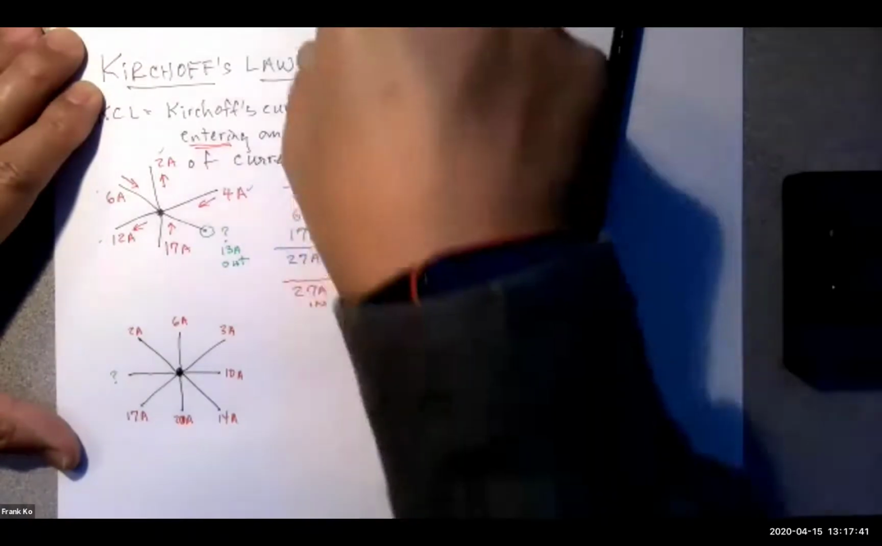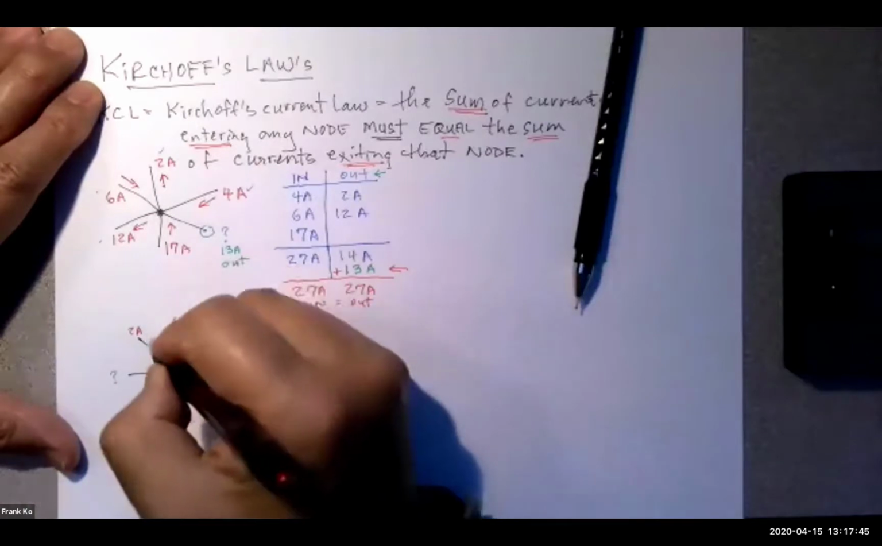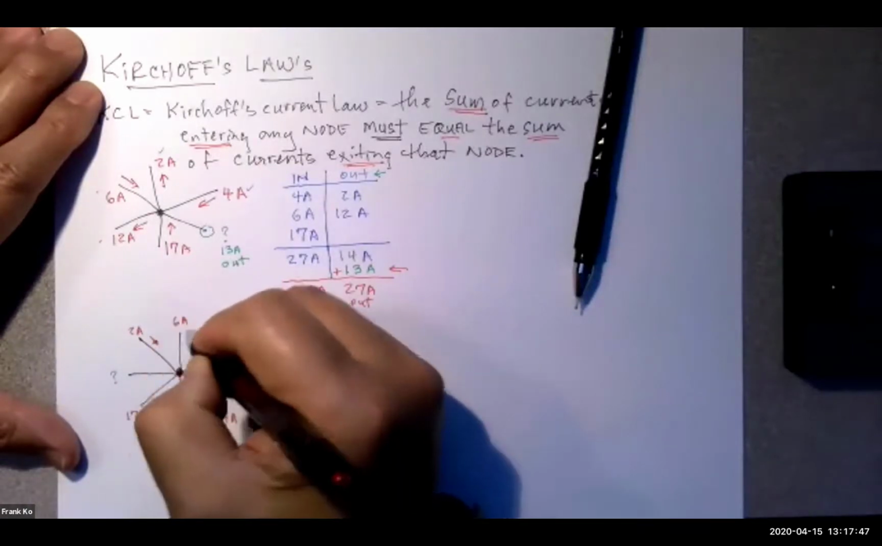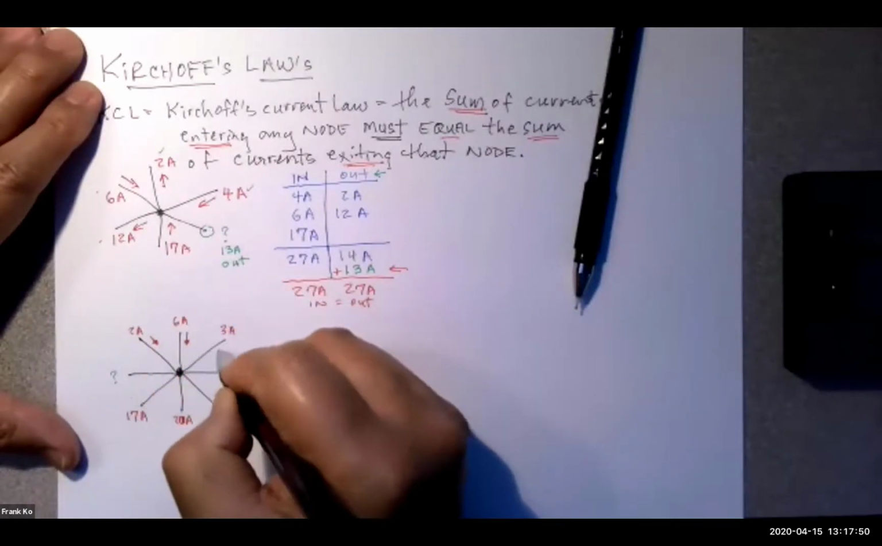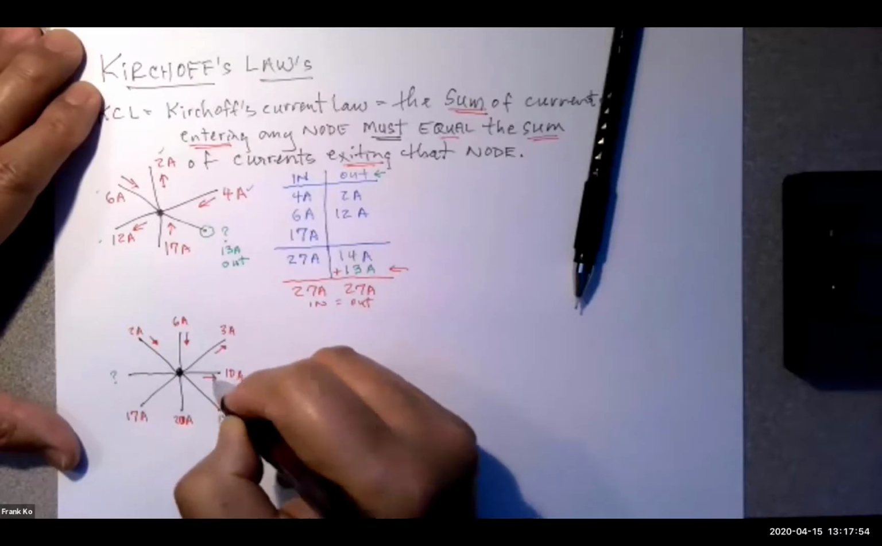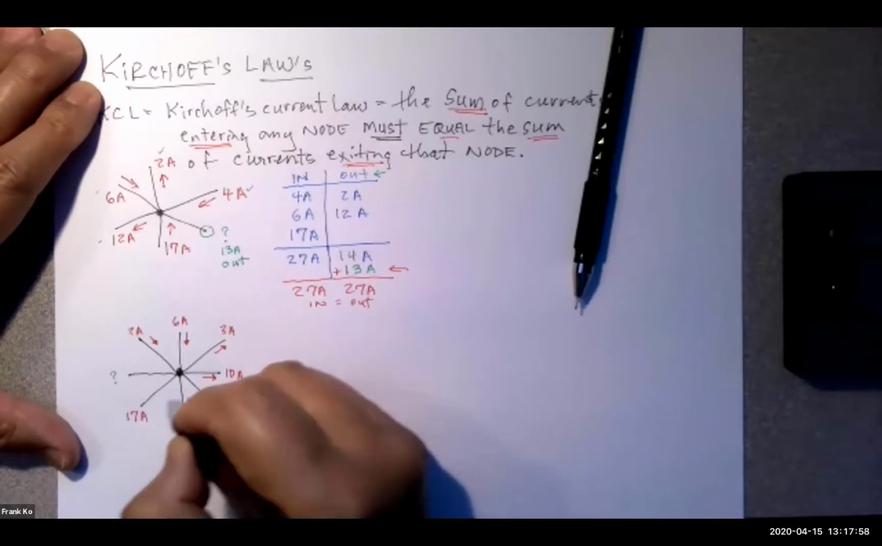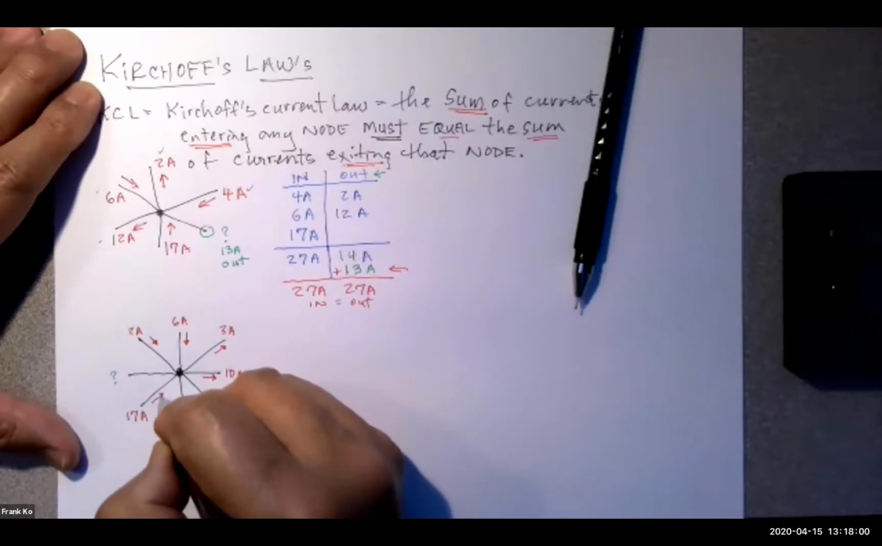Now I have to mark down directions for you. So when I mark down directions, let's give you this. Suppose this one goes in, this one goes in, this one comes out, this one comes out, this one goes in, this one comes out, and this one goes in.